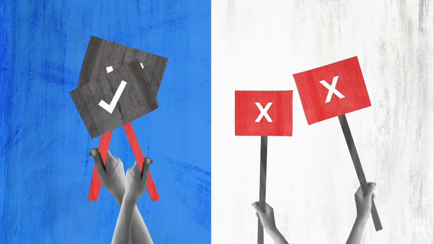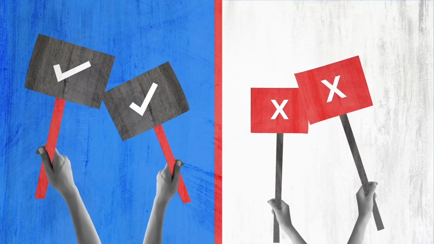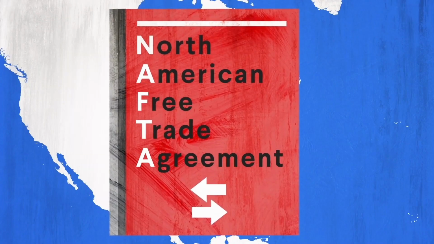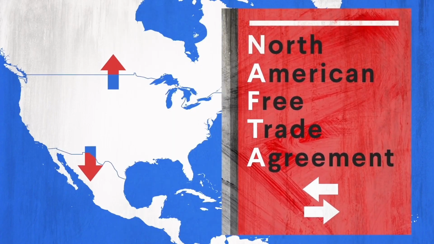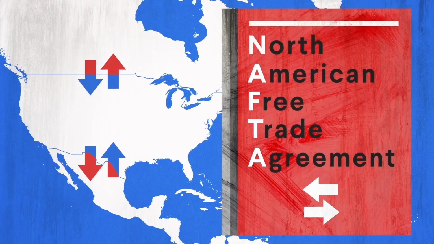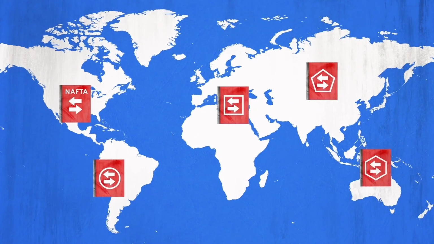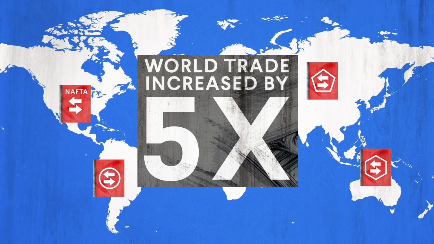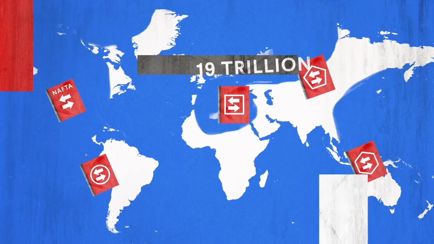Some countries forge bilateral and regional trade agreements to address their particular needs and trade strategies. In 1994, the North American Free Trade Agreement, known as NAFTA, was designed to facilitate more trade among the United States, Mexico, and Canada. NAFTA provided a blueprint for similar types of agreements between other countries. From just 1990 to 2015, world trade volume increased more than five-fold, from 3.5 trillion to 19 trillion.